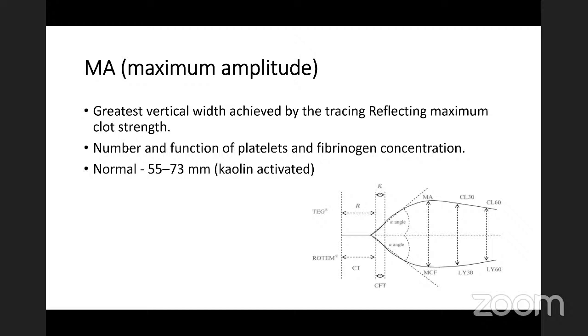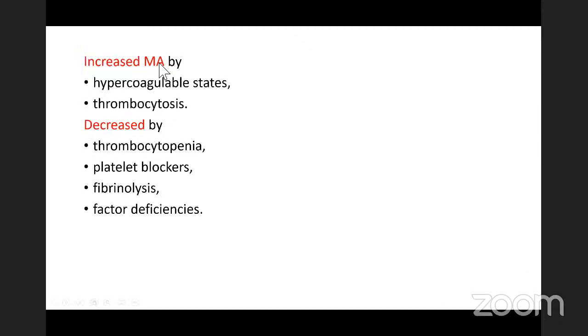Maximum amplitude is the greatest vertical width achieved by the tracing, reflecting maximum clot strength. This is the maximum amplitude and it indicates the clot strength, the number and function of the platelets, and fibrinogen concentration. Its normal is 55 to 73 mm, kaolin activated. Increased maximum amplitude is by hypercoagulable states and thrombocytosis, and decreased by thrombocytopenia, platelet blockers, fibrinolysis, and factor deficiencies.